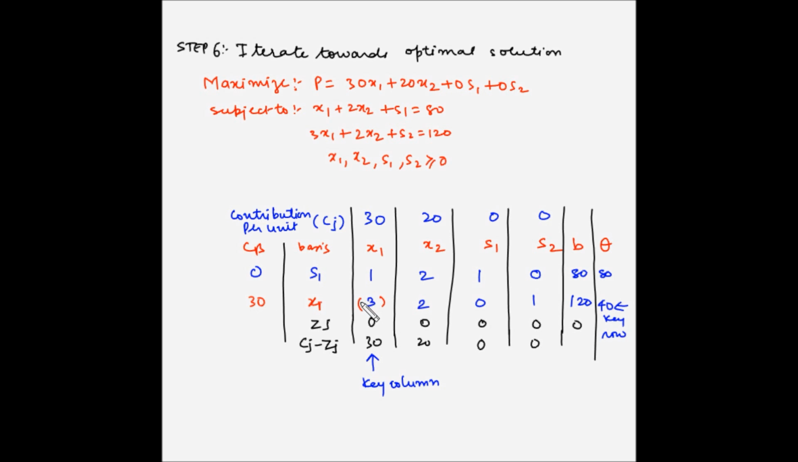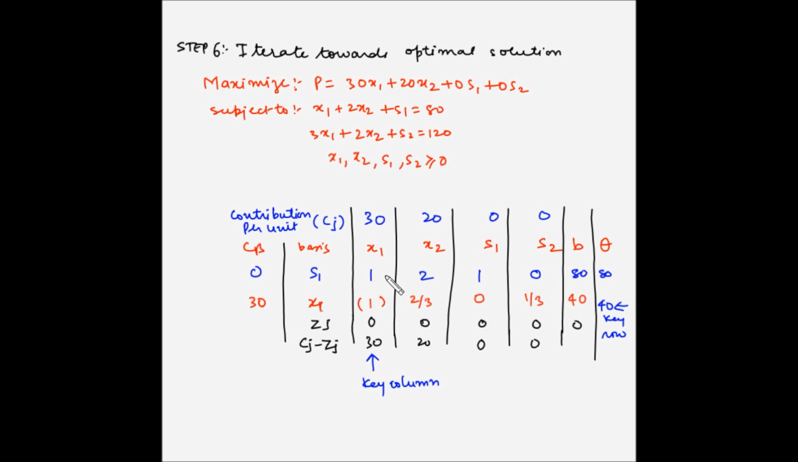Now we need to make this key element as 1. So what we'll do is we have to divide all the elements of the key row by the current key element, which is 3. And then we have to rewrite all these elements. So let's do that. So here I've entered the revised elements in the key row.